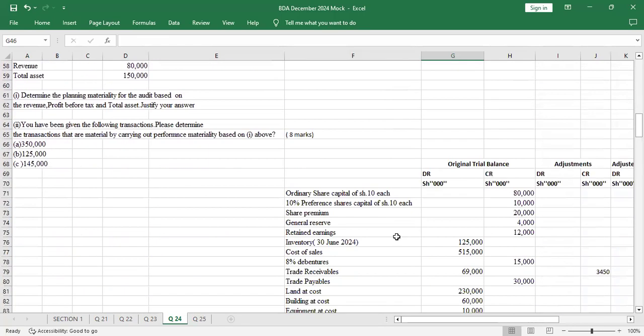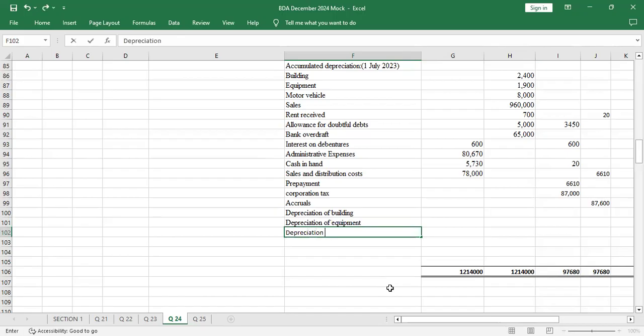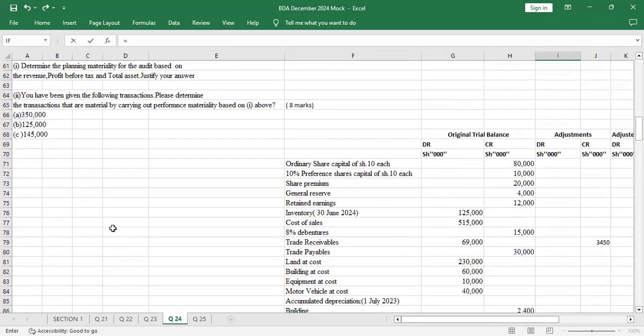So I'll just come and write here depreciation. It is depreciation of building. Then we'll also have depreciation of equipment. And finally, we have depreciation for motor vehicle. So depreciation for the building, it's an expense. So we'll debit it. So under adjustment, we'll debit it.